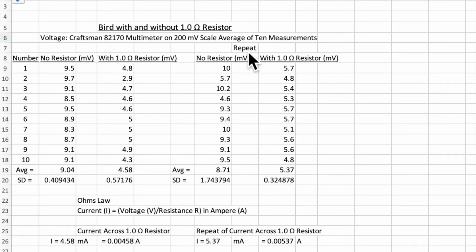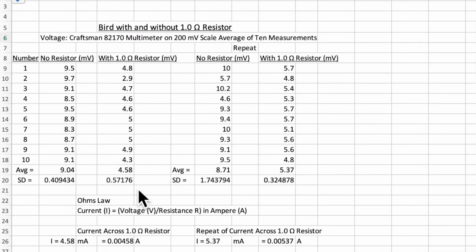To make sure this is repeatable, I took the resistor out, repeated it, got 8.71 millivolts without the resistor, then put the resistor back in, got an average of 5.37 with the 1 ohm resistor back in it. Okay, Ohm's law, current is equal to the voltage divided by the resistance. In this case, the resistance was 1 ohm.